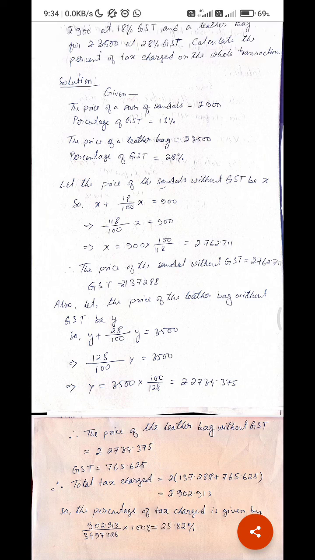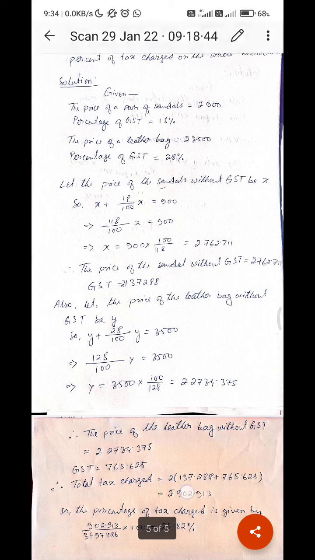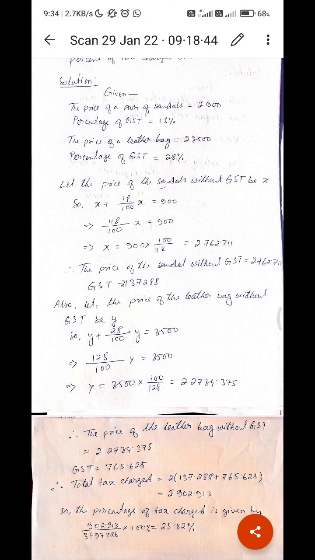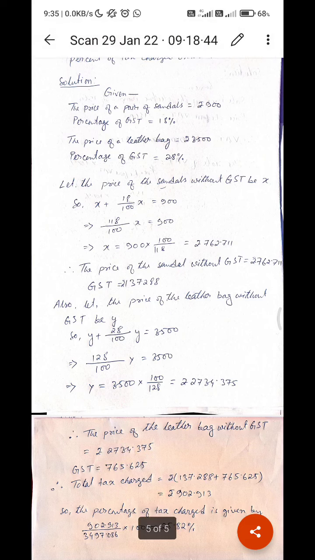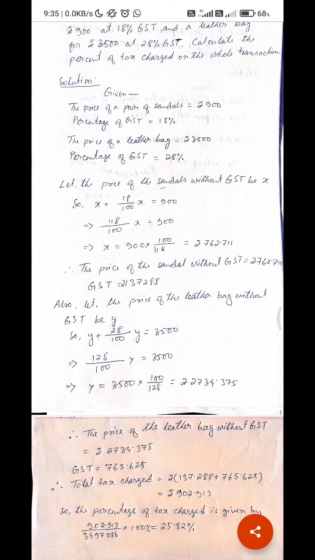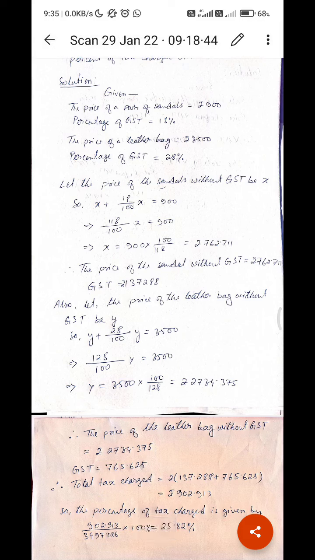So we have got 137.288 and 765.625 as our GST amounts. You add these, so you will get the total amount of tax charged in the whole transaction. Now this percentage will be calculated on the basis of the cost price or the price before the tax, as I have explained to you in the previous question. So we'll add 2734.375 plus 762.711, and that will be our total amount before tax. So that will form the denominator, which is 3497.086, and on adding the total amount of tax, this gives us 902.913 multiplied by 100%. After cancelling out the common factor, this will give you 25.82%, which is our required answer.